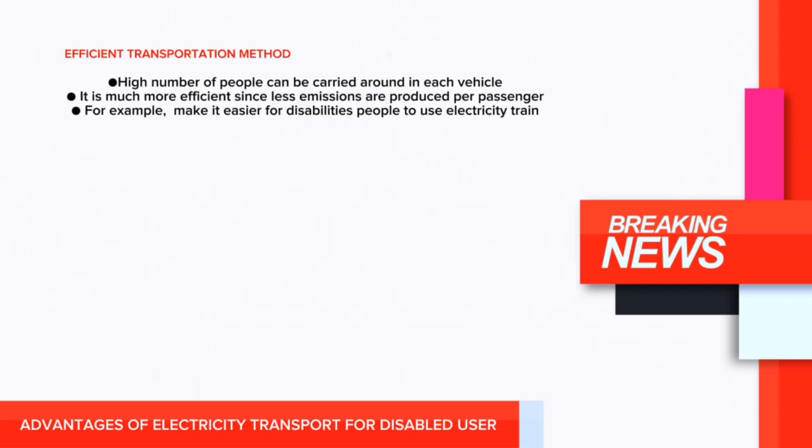Next, the advantages of electricity transport for disabled users. One advantage is an efficient transportation method. It is because a big number of people can be carried in each vehicle compared to cars, and it is also much more efficient. Less emissions are produced per passenger. For example, it is easier for disabled people to use an electric train.